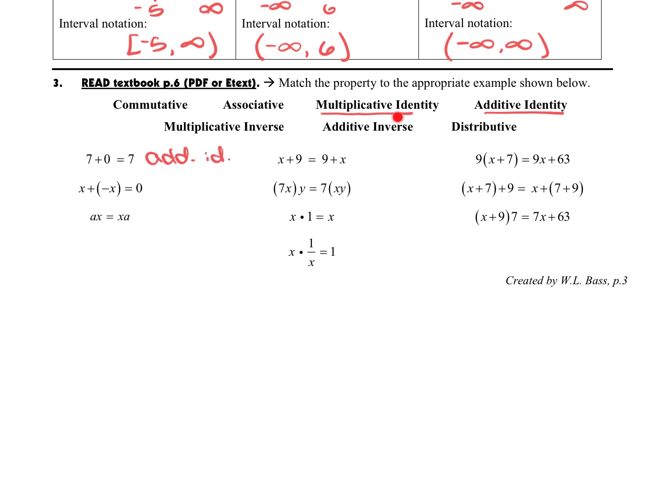The multiplicative identity, what can I multiply? What number can I multiply any other number by without changing it? And the answer is 1. So we're looking down here for somewhere where I've multiplied something by 1, and that's going to be right here. This is going to be the multiplicative identity.